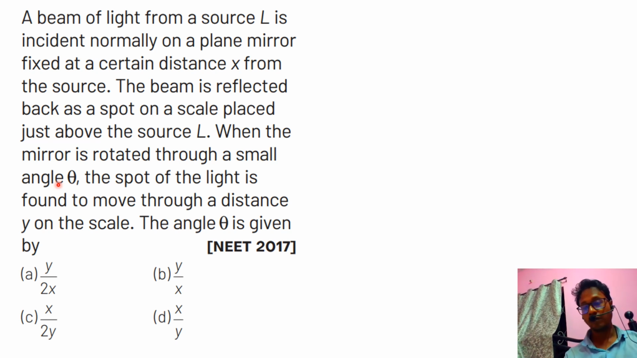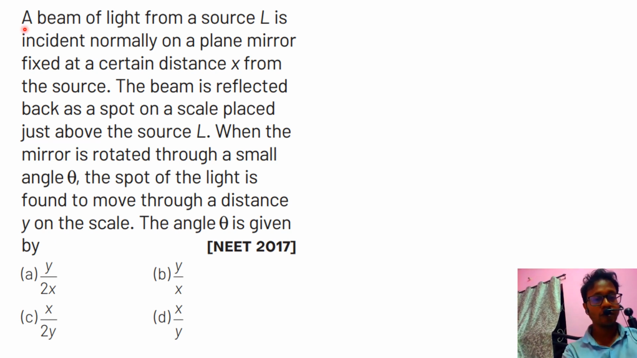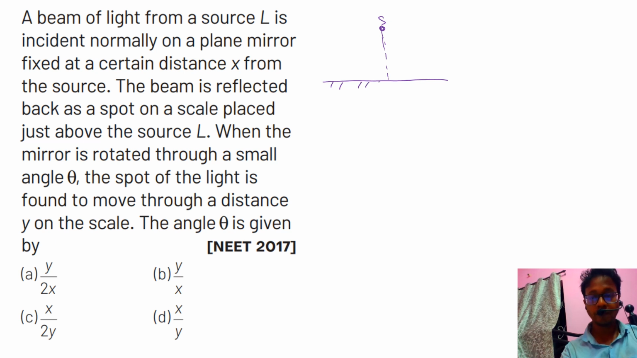Now let's look at this question. A beam of light from a cell is incident normally on a plane mirror fixed at a certain distance x from the source. That means there is a beam of light from some source at distance x from the mirror. The beam is reflected back as a spot on a scale placed just above the source L. That means the name of this source is L.